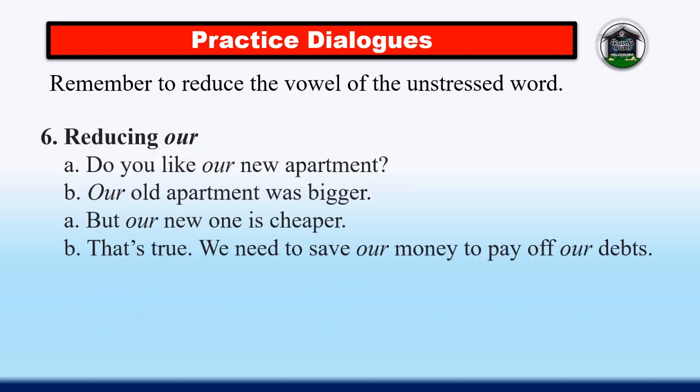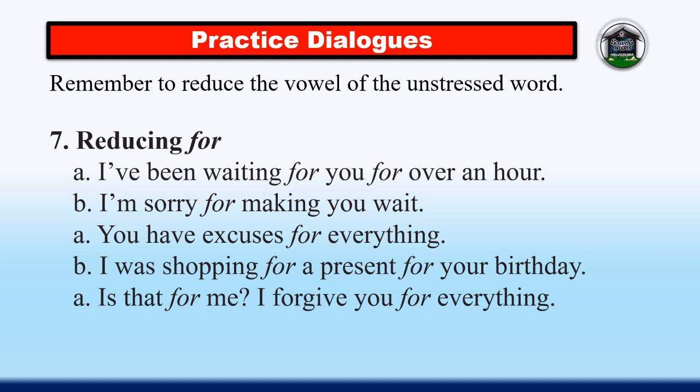Number 6, reducing our. Do you like our new apartment? Our old apartment was bigger. But our new one is cheaper. That's true. We need to save our money to pay off our debts. Number 7, reducing for. I've been waiting for you for over an hour.